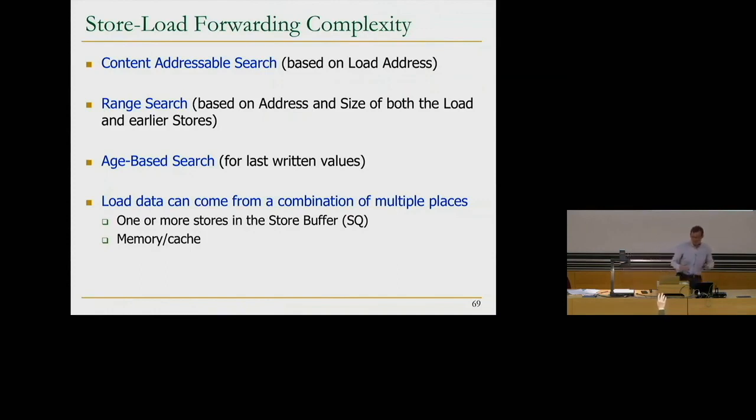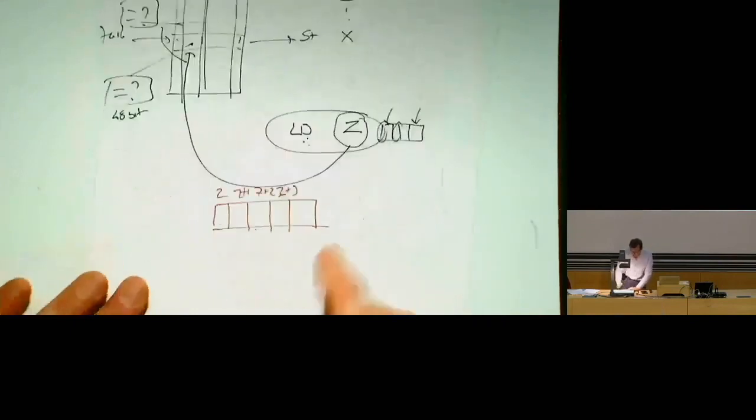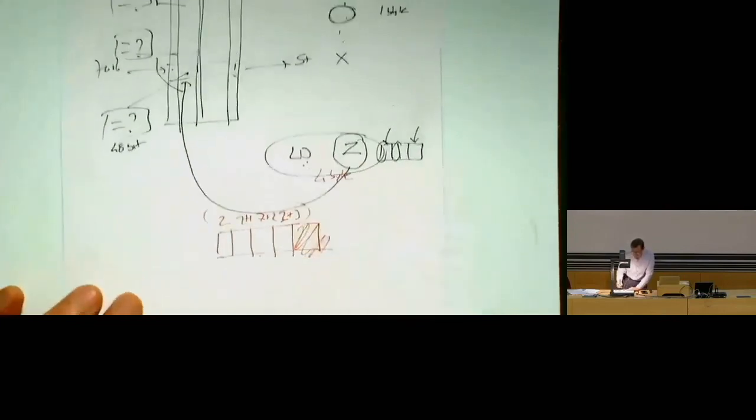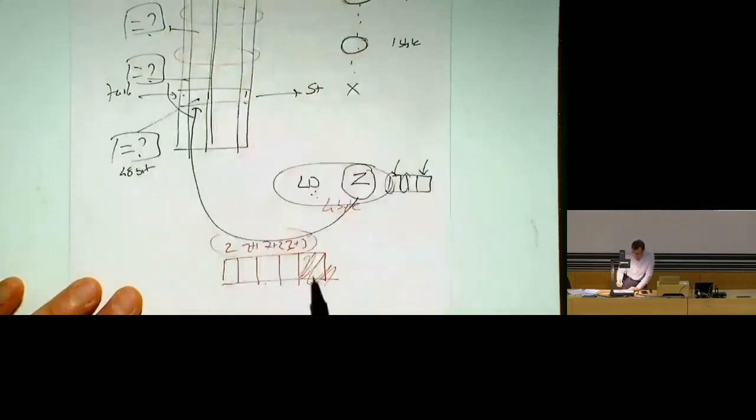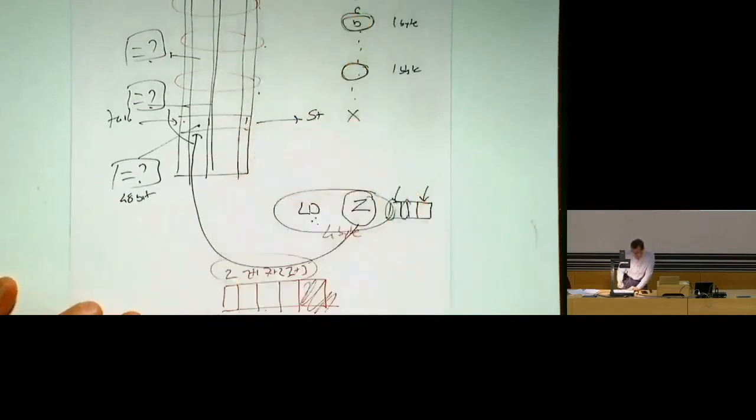Now, on top of this, load data can, let me go back actually over here to the DocuCam. So you need to find the latest stores. So assuming that, let's say you're loading addresses z plus 1, z plus 2, and z plus 3. Oh, you cannot see it? Okay, sorry. So basically, you want to access addresses z plus 1 because it's a 4-byte load. You need to be able to ensure that you find all of the latest writers to each of these locations.